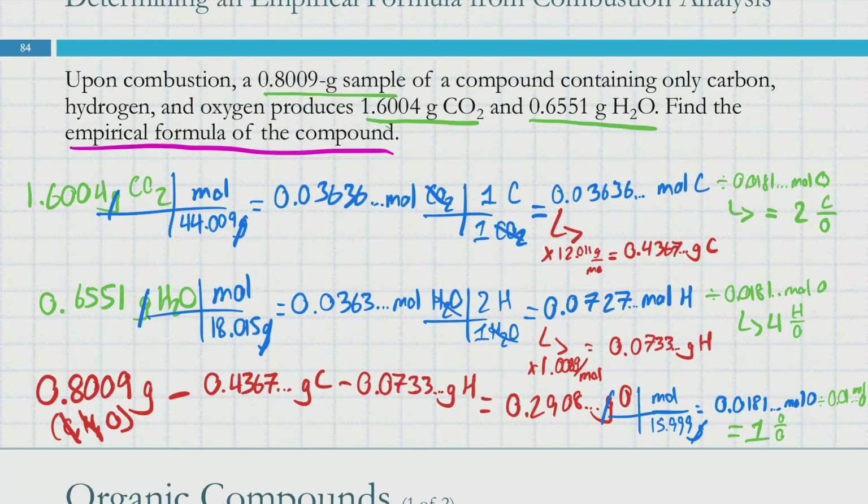Since these are all whole numbers, or close enough that we could round them to whole numbers, we can just put them in as our subscripts. So C2H4O. A relatively long process. Lots of steps. Any questions at all about any of the Chapter 3 material? Great, we'll stop there.